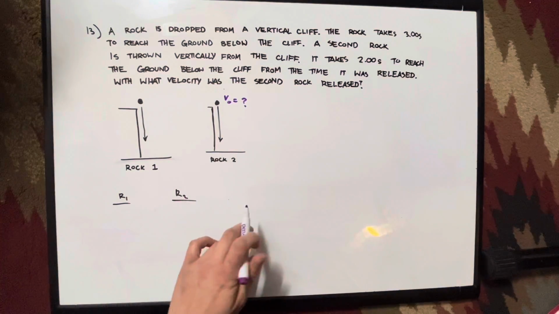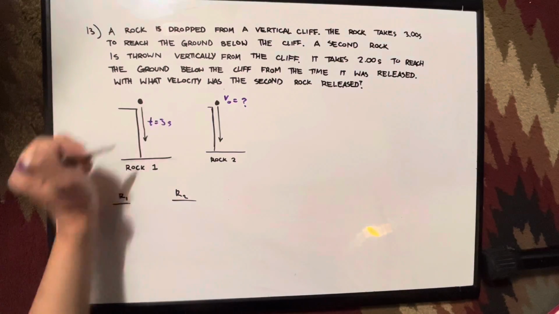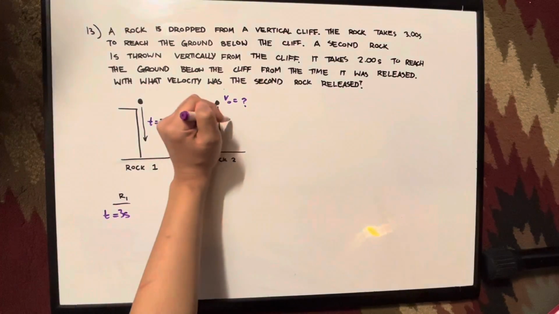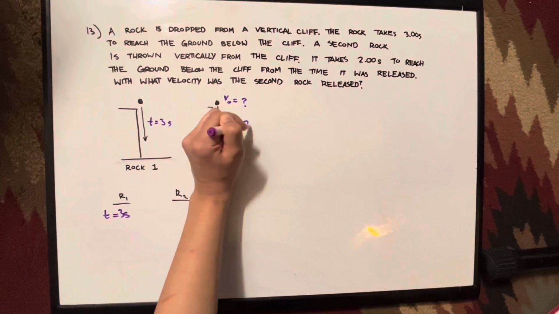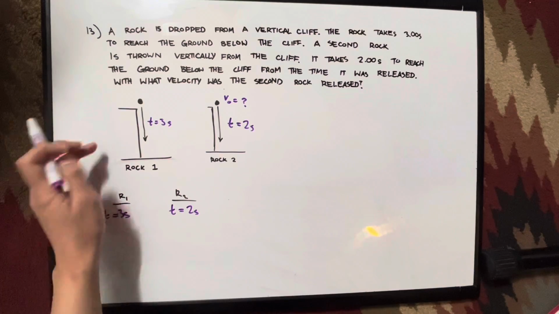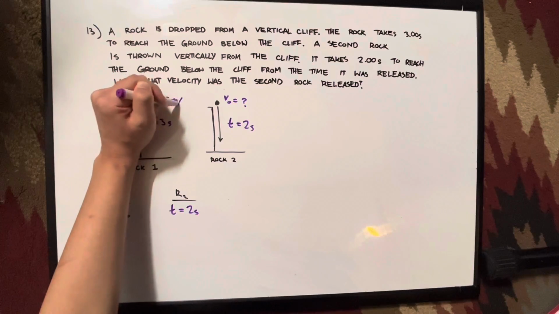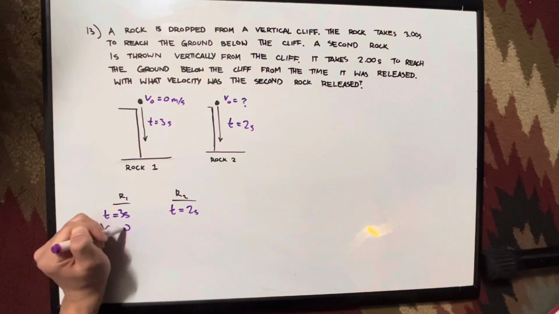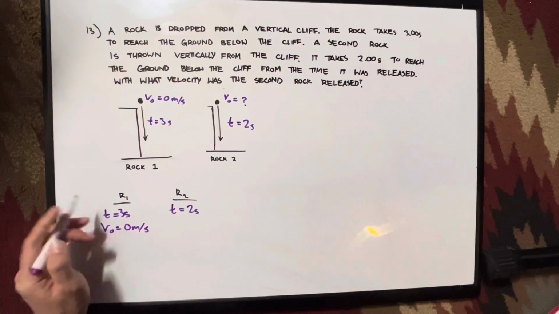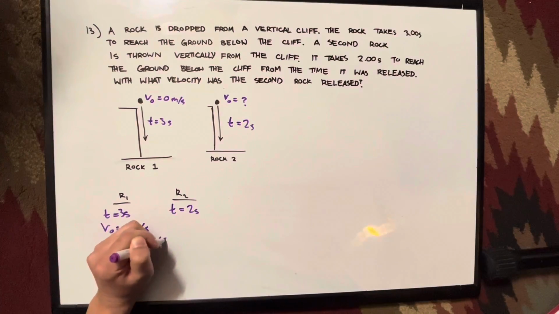Well, let's write down what we do know. We do know that rock 1 took 3 seconds to reach the ground. So we know that rock 2 took 2 seconds. We know that since rock 1 was simply dropped, it had an initial velocity of 0 meters per second. And since we're dealing with free fall, that means both of them would have an acceleration of negative 9.8 meters per second squared.